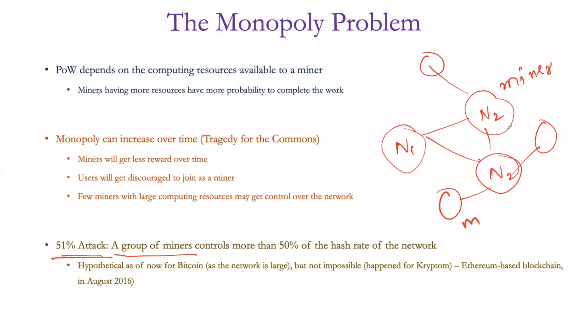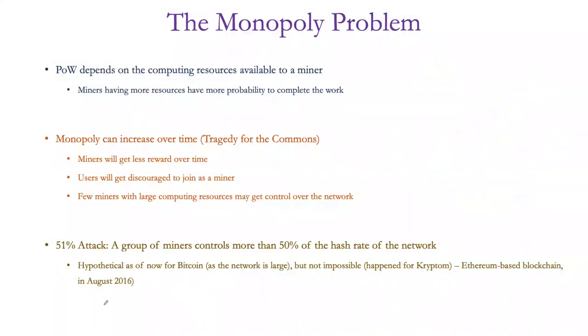So hypothetically, as of now for Bitcoin, as the network is large, it is not possible. But it happened for Krypton, the Ethereum based blockchain, in the year 2016. So this is another security measure in proof of work.